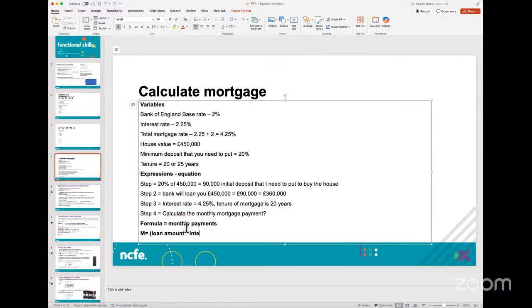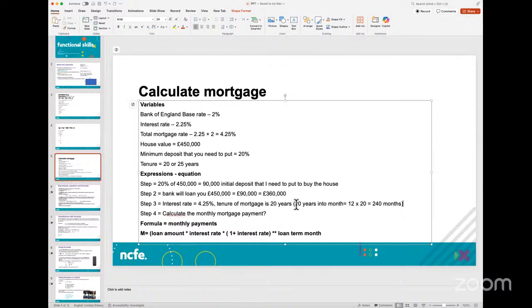multiplied by interest rate, which is 4.25%, and then further multiply. But here, what I will do is 1 plus interest rate, because you will start with the first monthly statement, and then multiply by loan term months. So I will convert the 20 years into months. So each year has 12 months. So if I look at 12 multiplied by 20, we are talking about a mortgage being a total of 240 months.